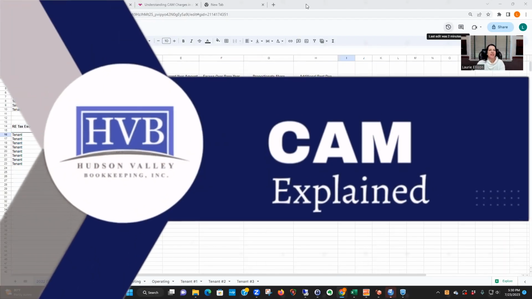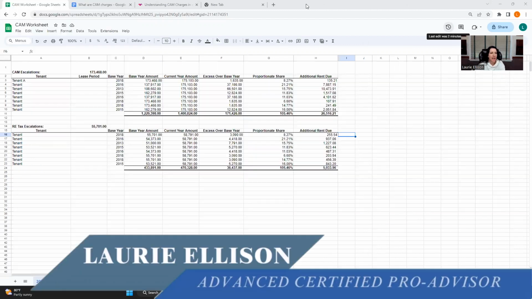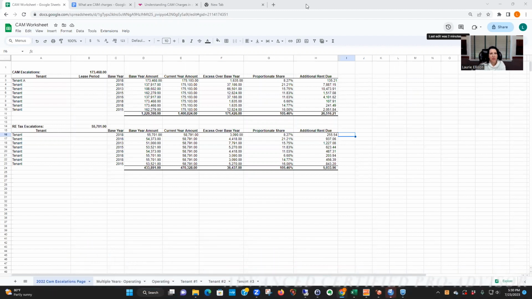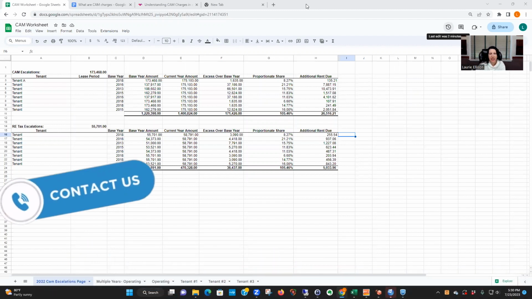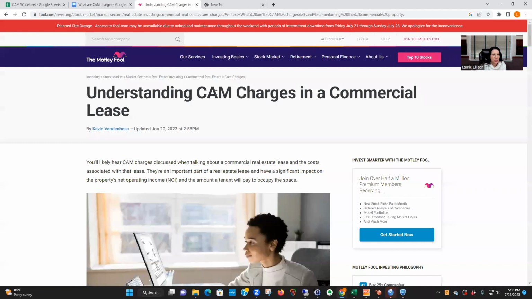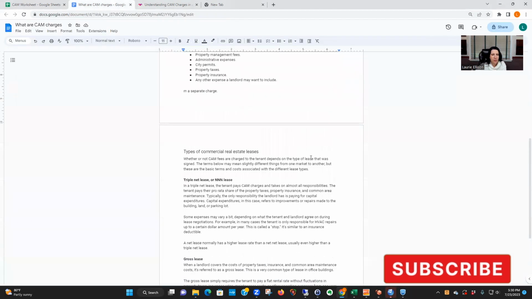Hi, everyone. We're going to talk about CAM today. What is CAM and how do you reconcile for it? And what are the different ways that different landlords handle this? I'm going to refer first to this, and I'll put the link in here. I think it's well done, from Fool.com investing, but I narrowed it way down.